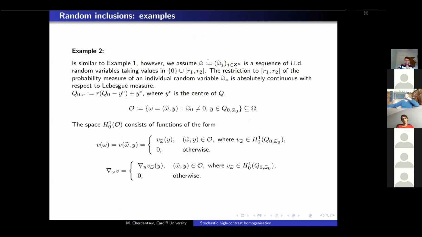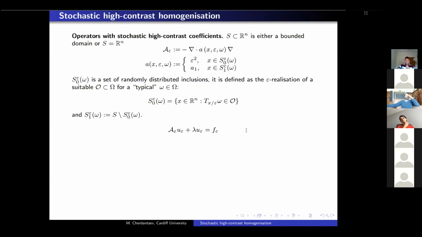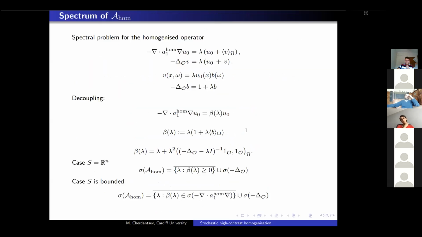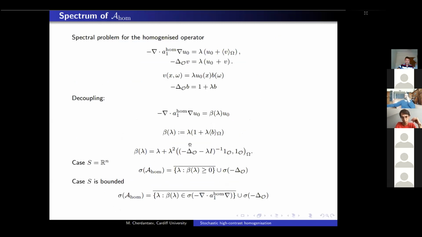Let me go back slightly to the periodic setting. So you see this representation of the function beta of lambda here. This is for the periodic setting. Now, what's the difference? The difference in the stochastic setting is that you multiply that term here by the probability of an inclusion appearing in the cell of the periodic lattice. So basically, you have a very similar function beta of lambda. It will be slightly squashed. So these intervals of the spectrum and the gaps, the edges will slightly move, but everything else is very similar.